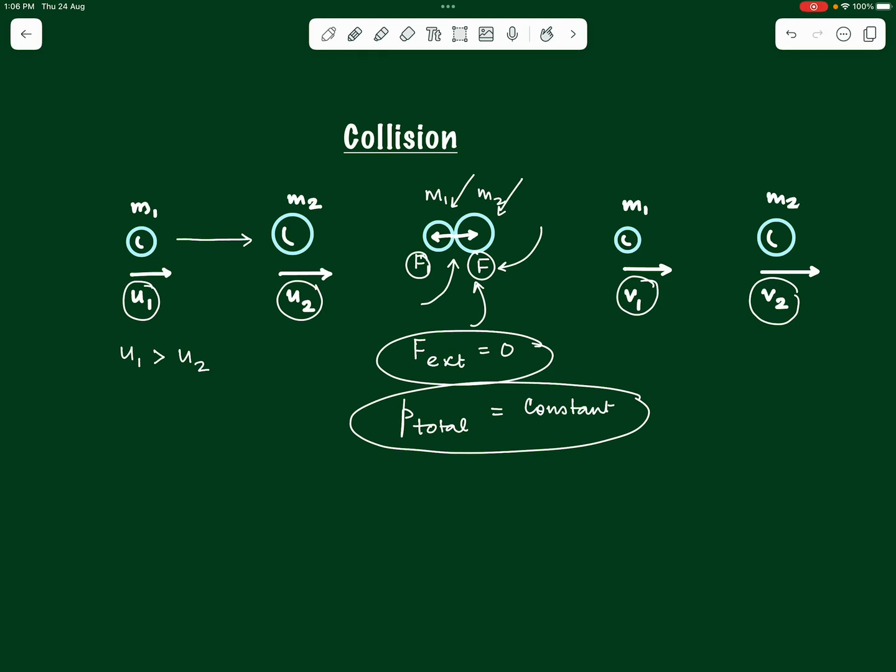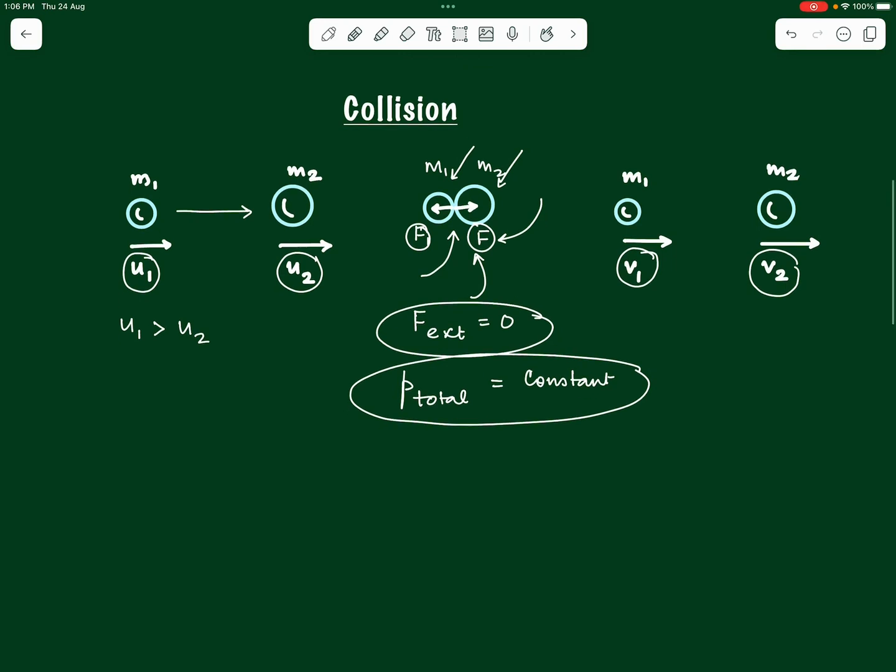There could be some special scenarios where there are external forces, but otherwise in a collision, if there is no external force acting on the system, we can always say that the net momentum of the system will remain conserved, which in this case would mean that m1 u1 plus m2 u2 will be equal to m1 v1 plus m2 v2. Understand that this is the equation we get by the conservation of momentum, which will always be valid. We can call it equation number 1.